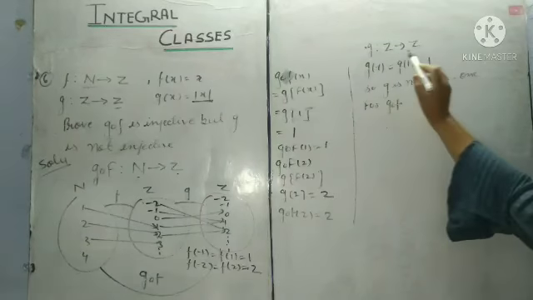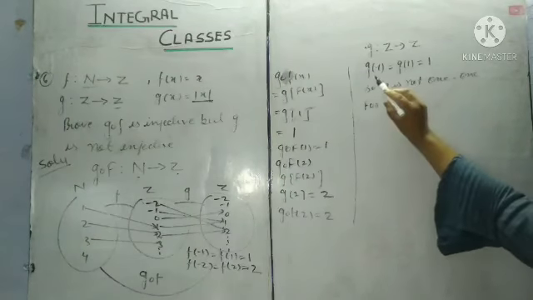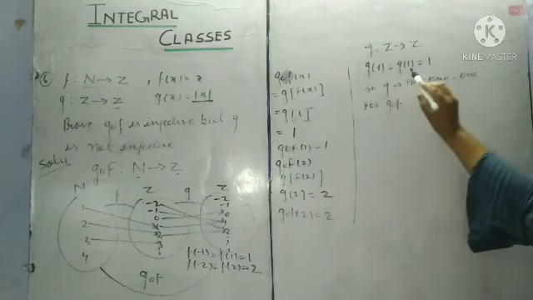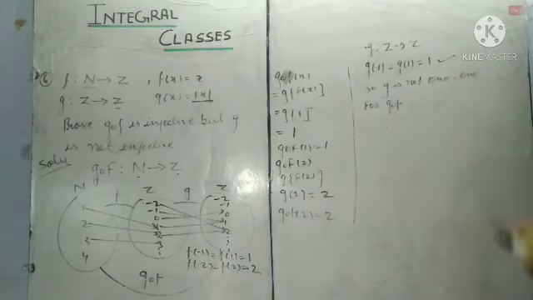Now g is defined Z to Z here. As we observe, g of -1 and g of 1 are always equal to 1. So g is not one-one.